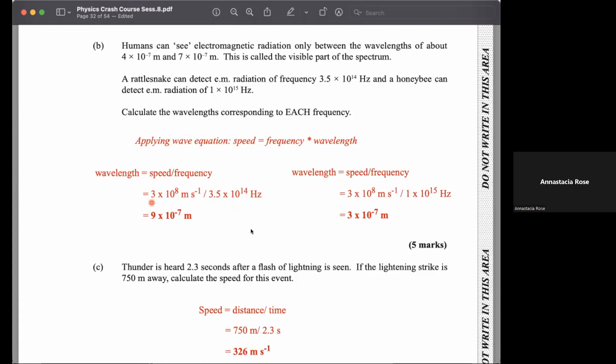1 times 10 to the 15. And so we can use three divided by 1, of course, and the exponents subtract.